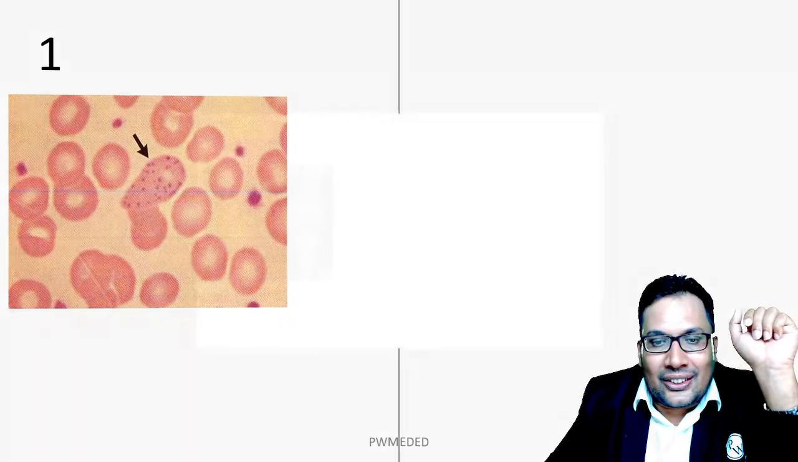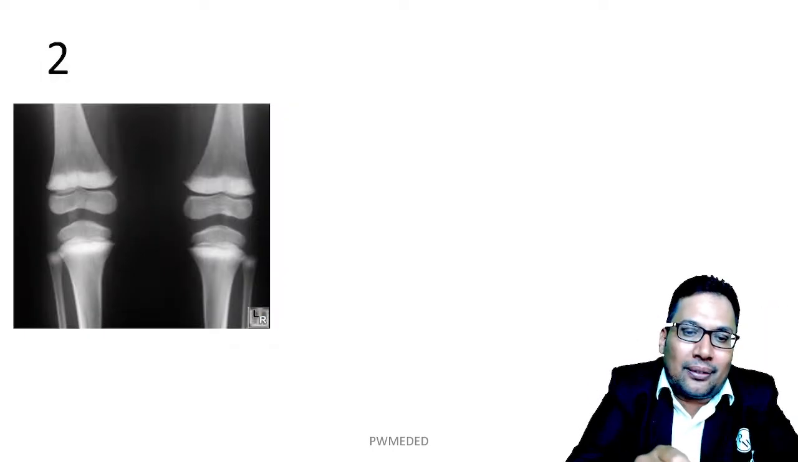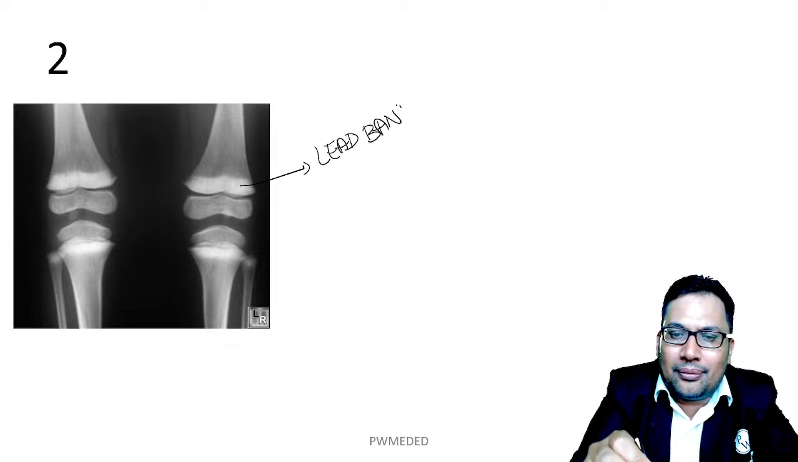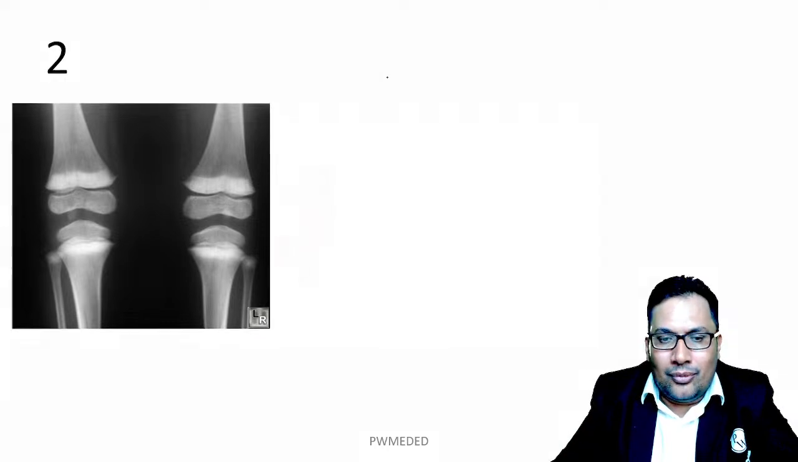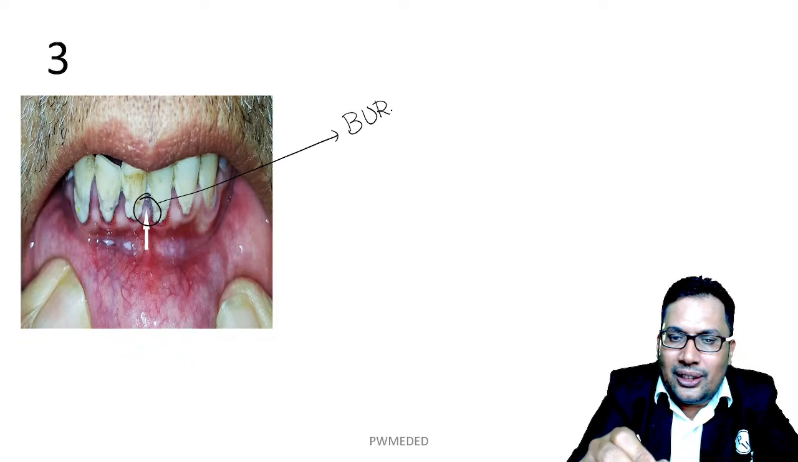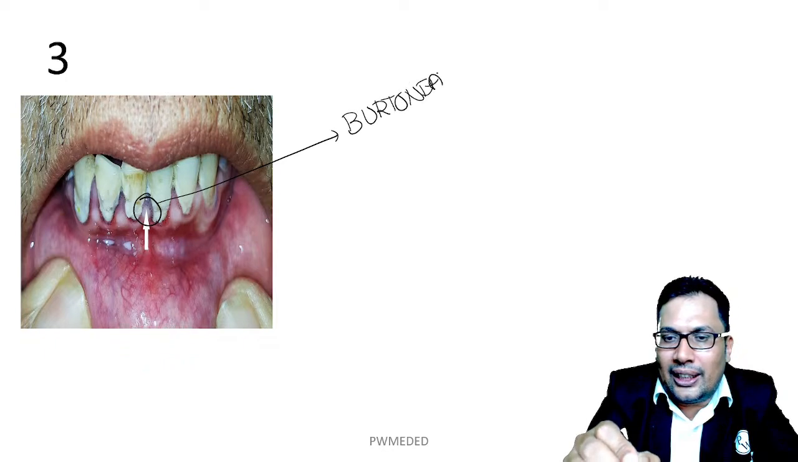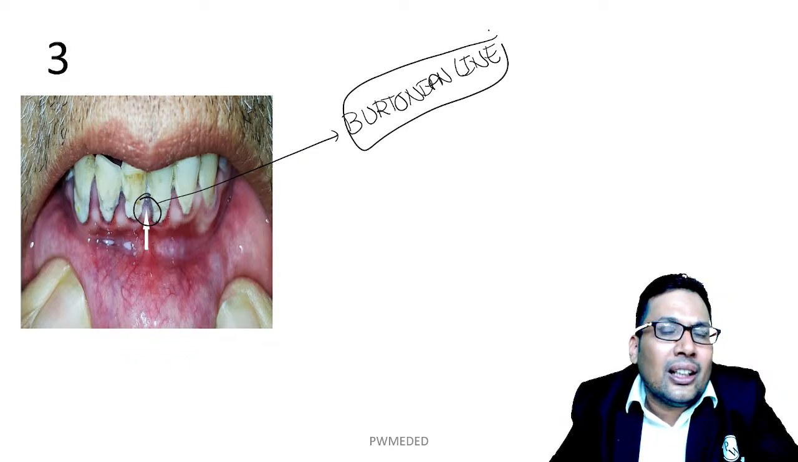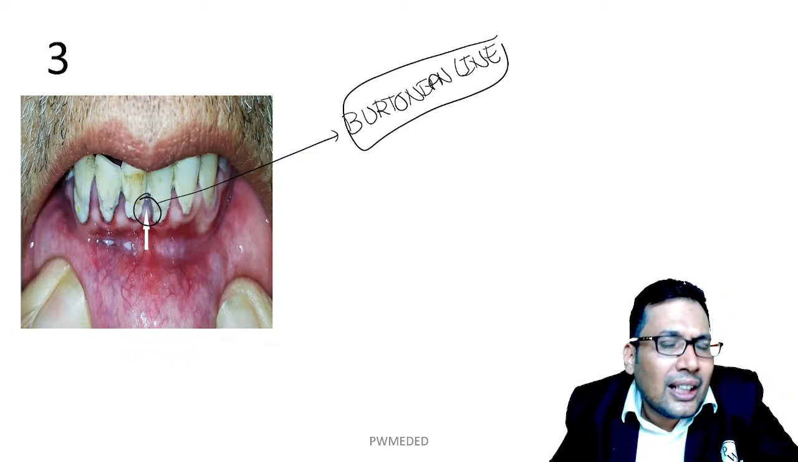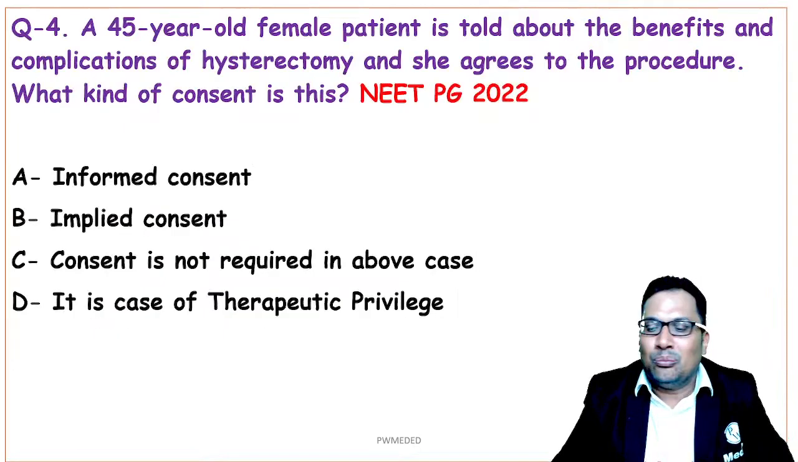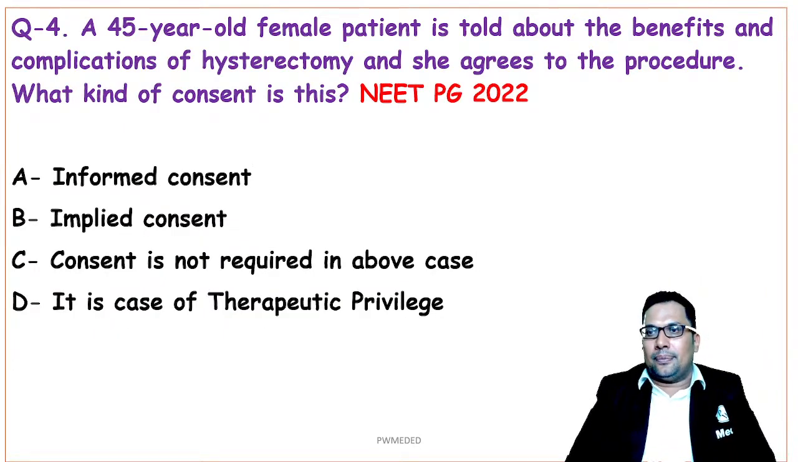So yes, next. Look at this. This is the lead band. Look at this, this is the classical Burtonian line. So Burtonian line is seen at the junction of teeth and the gum. It is a non-specific finding because of the deposition of the lead sulfide. Next question. So that is about the lead.